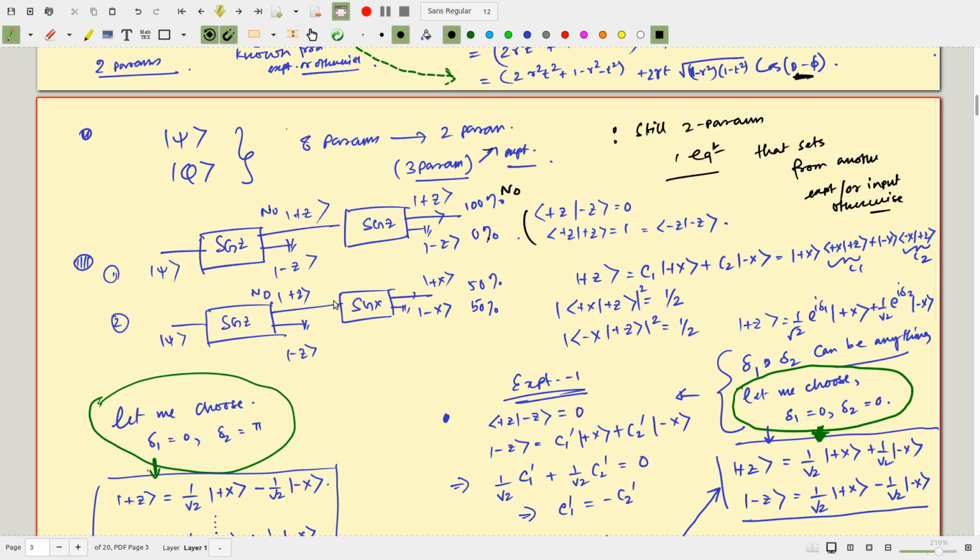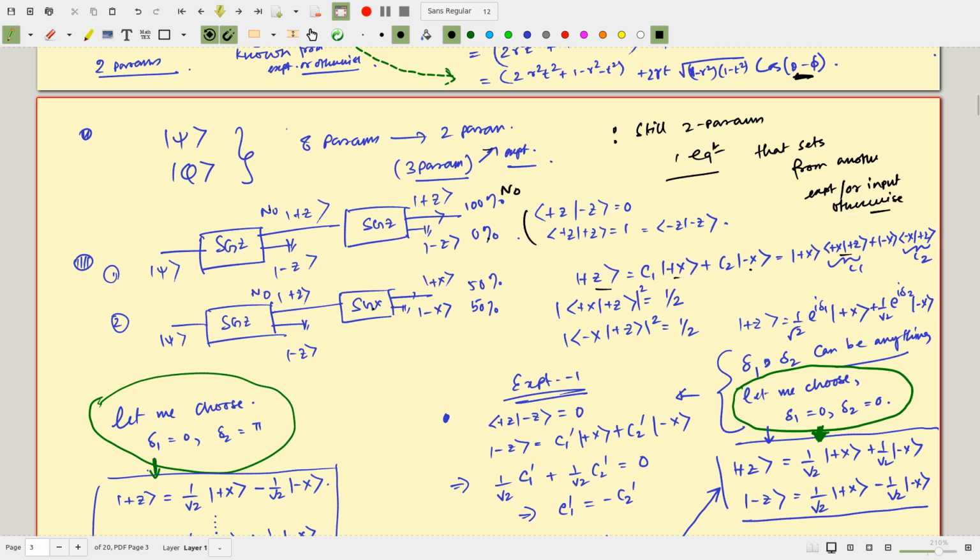Now we did a second experiment where we take this plus z and replace the second SGZ by an SGX, and we found 50-50 plus x, minus x. So, how will I interpret this? In order to interpret that, we have seen that we can write this plus z as a superposition of plus x and minus x, and by using the resolution of identity, you can think of this coefficient as a projection of the plus z on the plus x.